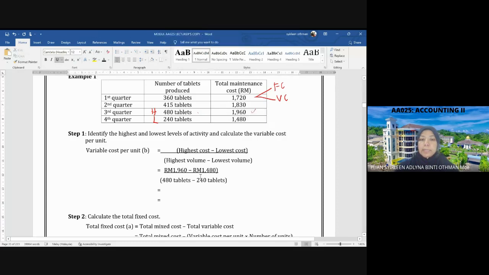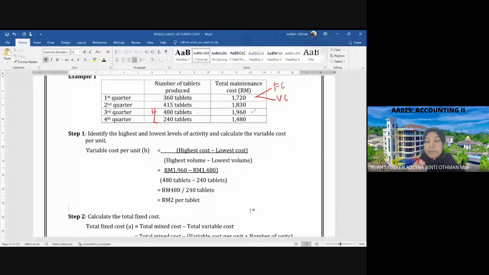Kita akan divide dengan highest volume which is 480. Kita akan minus dengan lowest volume which is 240 tablets. Okay, so here you akan dapat variable cost per unit is equals to RM2. So that means untuk keluarkan tablets ni, the total maintenance cost untuk setiap level of pengeluaran ialah RM2 untuk setiap unit. Okay, alright, so that is for B.